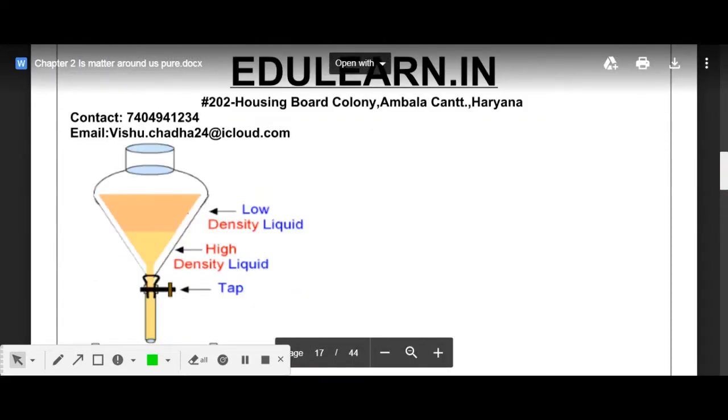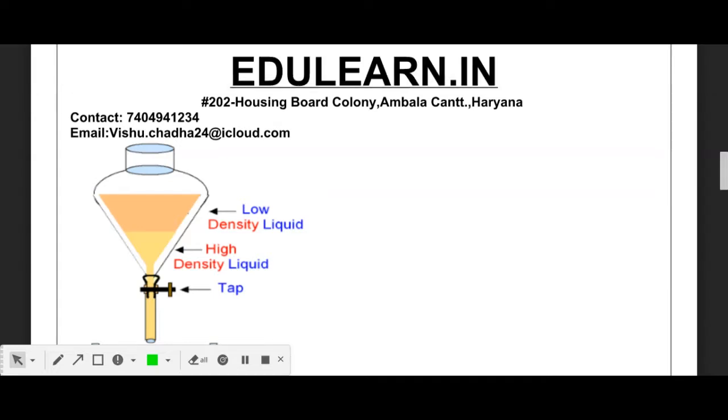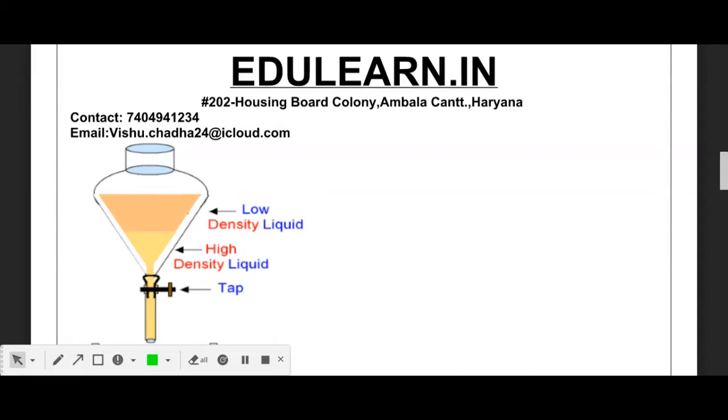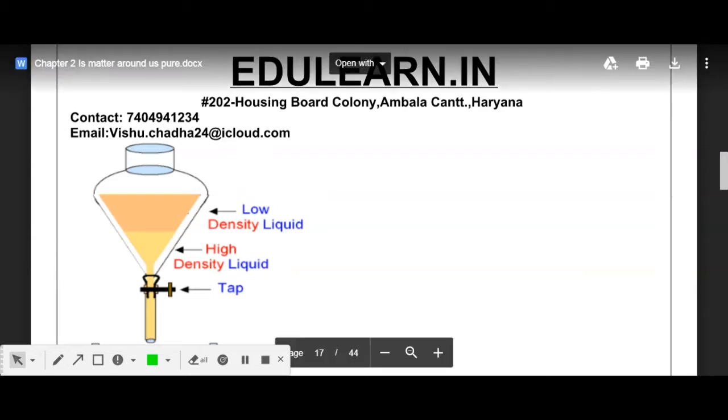Let's see. This is basically what we call a separating funnel, right? This is a funnel, and here the tap has been fitted. So the liquid with high density is at the bottom, and the liquid with low density is at the top.